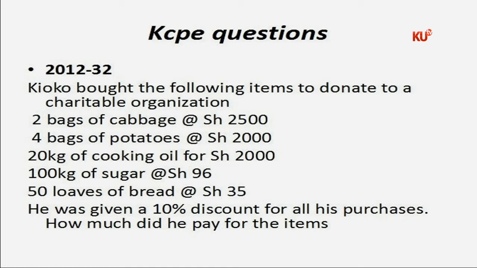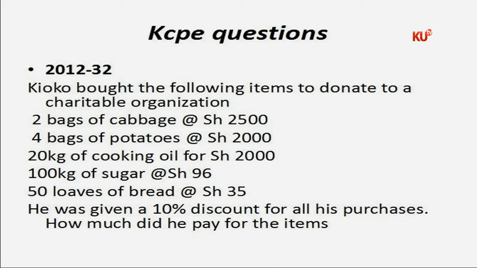2 bags of cabbage at 2,500 shillings, 4 bags of potatoes at 2,000 shillings, 20 kgs of cooking oil for 2,000, 100 kgs of sugar at 96 shillings, 50 loaves of bread at 35 shillings. Then he was given a 10% discount for all his purchases. How much did he pay for the items?